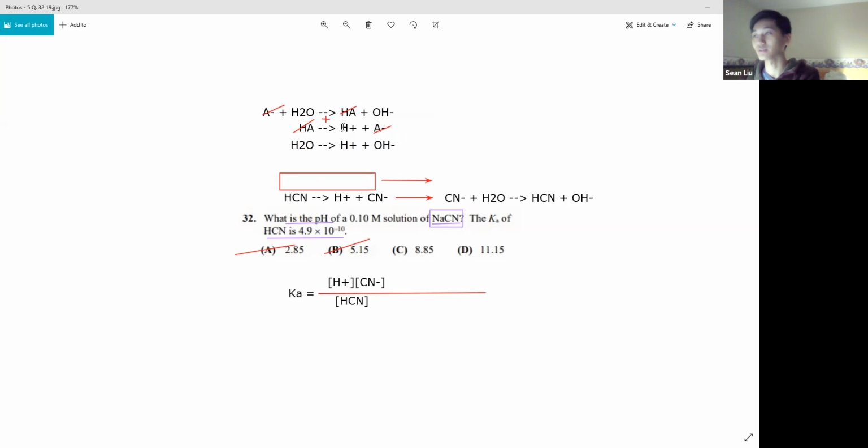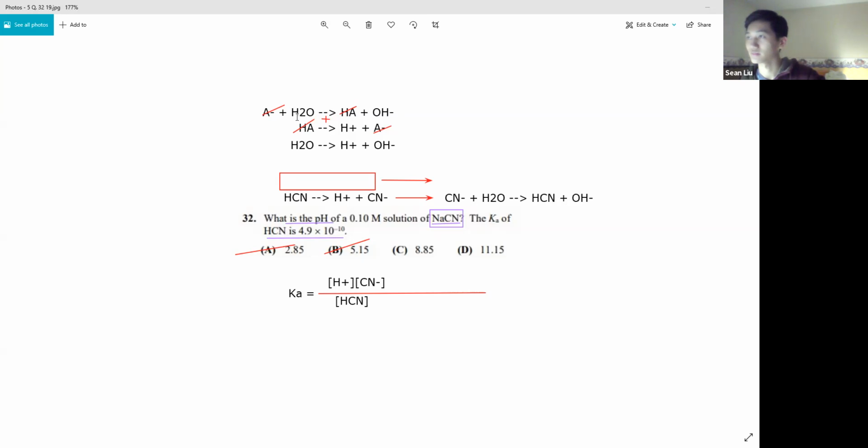So that's another way you can figure out the base equation from the acid equation. You just look for neutralization. So here, acid just separating, producing an H plus. Here, OH minus is produced because the base is taking an H plus.